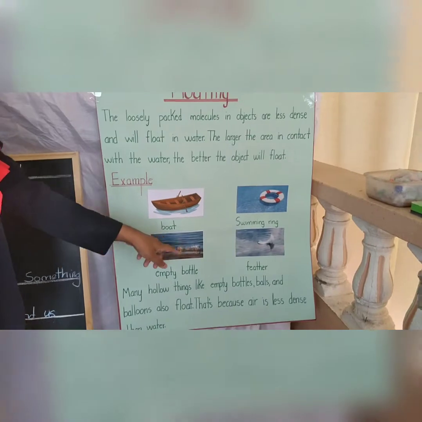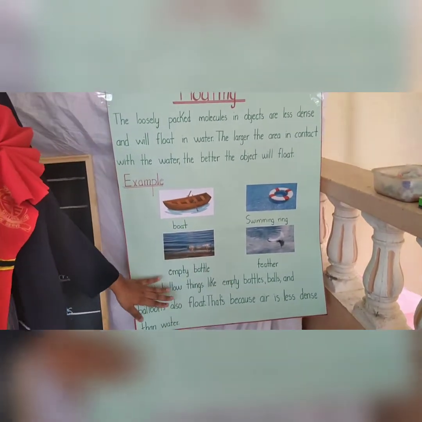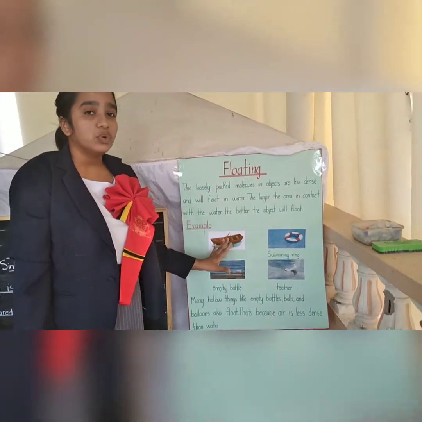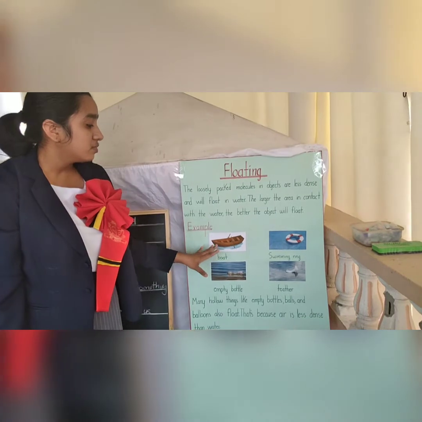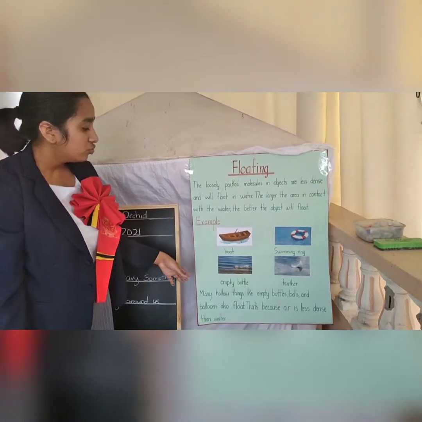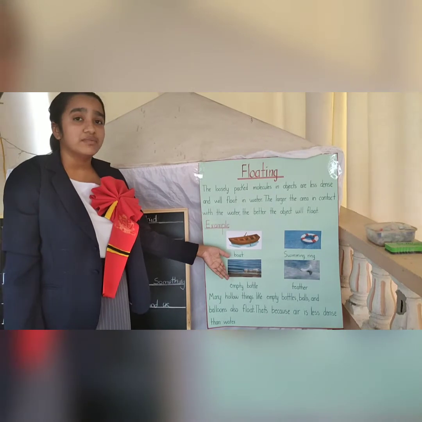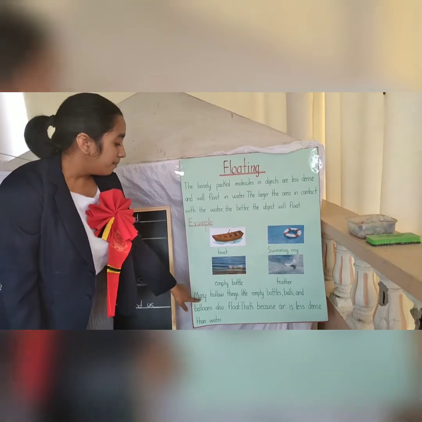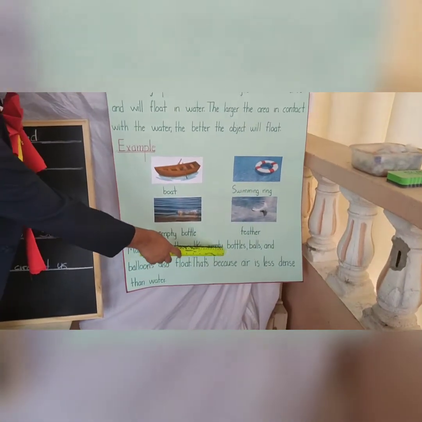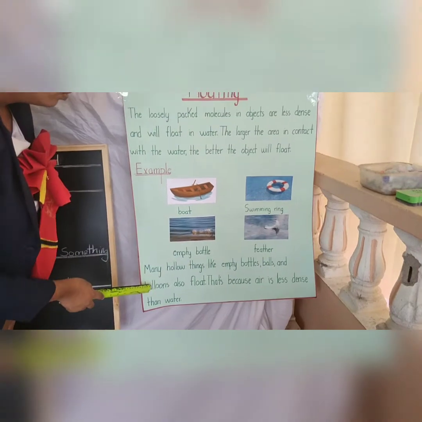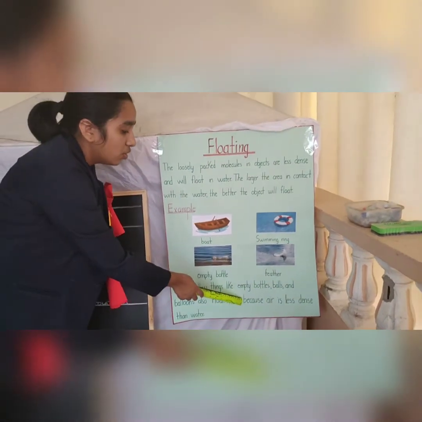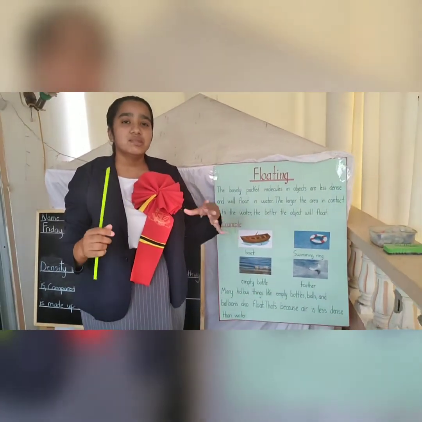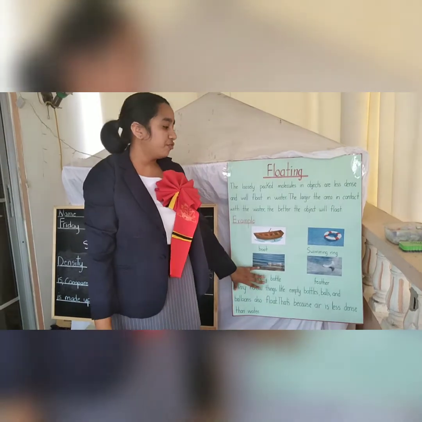We have the boat, the swimming ring, the feather, and the empty bottle. And all four of these objects will float in water. And you would have seen some of them around. You would have seen much litter, much garbage inside of the waterway, and the bottles are floating off at the top. Now, many hollow things like empty bottles, balls, and balloons also float. That's because air is less dense than water. The chart is saying that things that are less dense will more likely float.